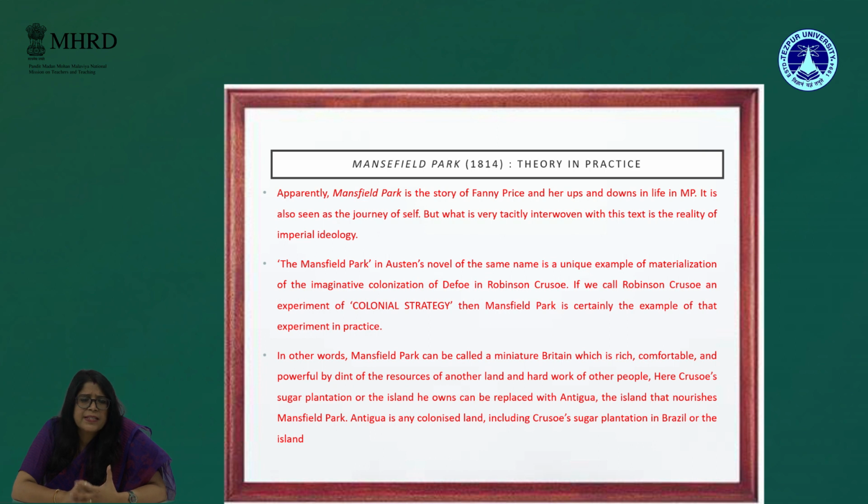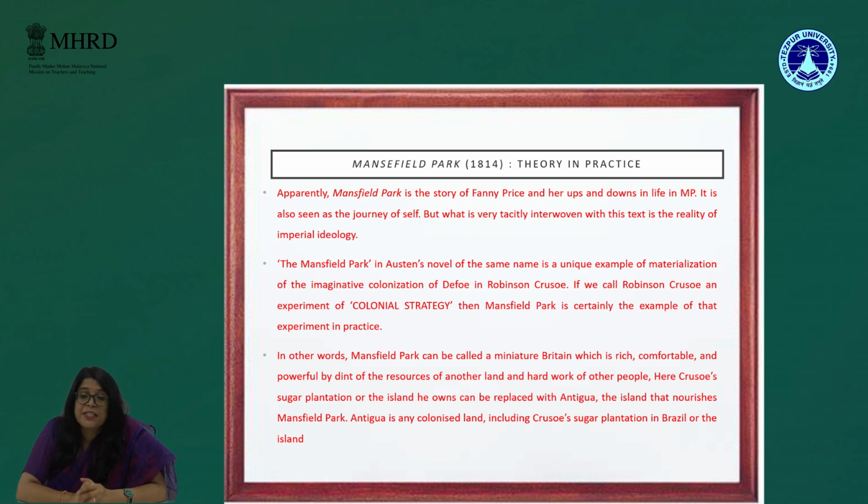But what is very tacitly interwoven with this text is the reality of imperial idealism. Mansfield Park is one of the most discussed novels from a post-colonial point of view. Now, I find this novel is a unique example of materialization of the imaginative colonization of Defoe in Robinson Crusoe. If we call Robinson Crusoe an experiment of colonial strategy, then Mansfield Park is certainly the example of that experiment in practice.